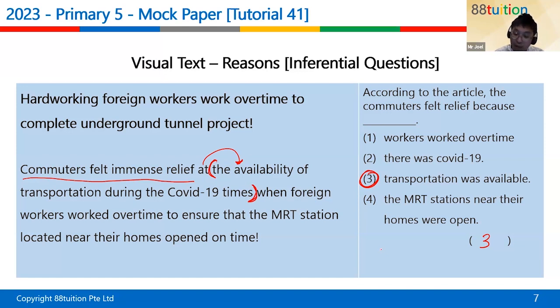And then if you go one step deeper and you ask yourself, why was transportation available? Why was it more convenient? It's because MRT stations located near their homes open on time. Okay, but they were not so much relieved about the MRT station opening, because even if the station opens, there could still be not enough trains or whatever, but they were more relieved because transportation was widely available during the COVID-19 lockdown times. All right, so the main answer here should be 3, not 4. A lot of you gave me 4. Okay, that's incorrect. Next.